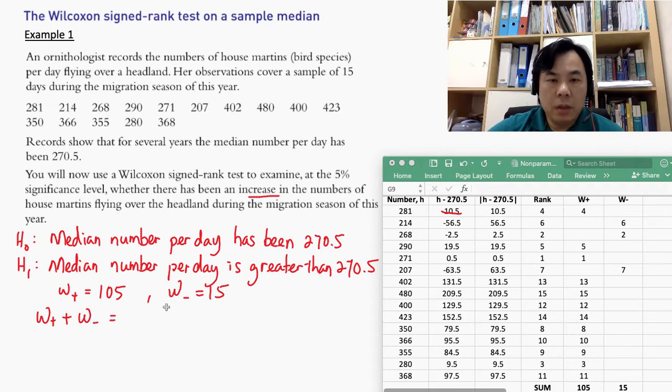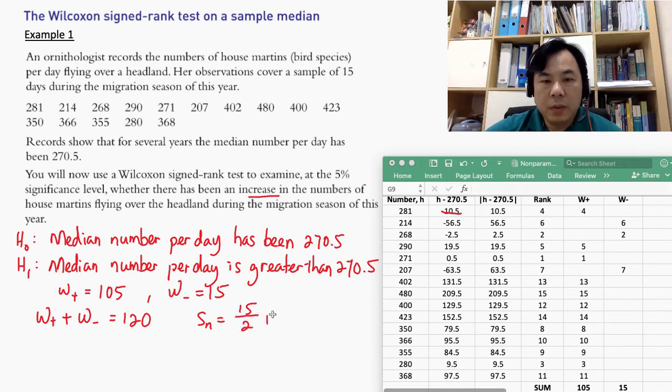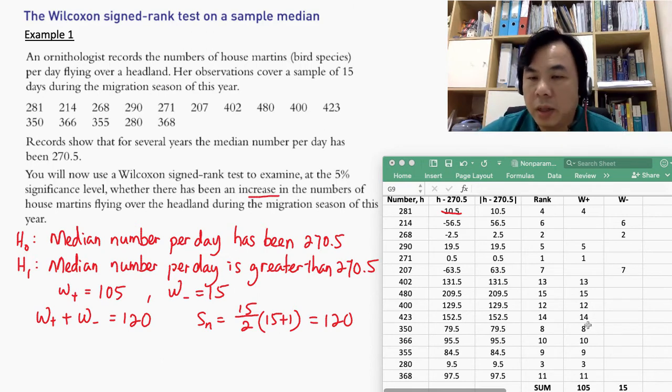Now to check this, the total of the positive and negative is actually 120. We can use the arithmetic sequence here, which is n divided by 2 times n plus 1. So we have 15 sets of data here, 15 plus 1. So therefore that yields 120. Yes, it does tally. So we got the ranking correct at this point.